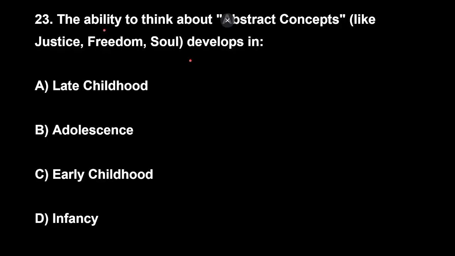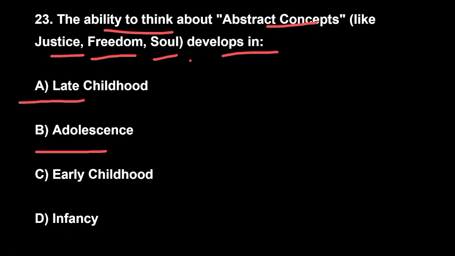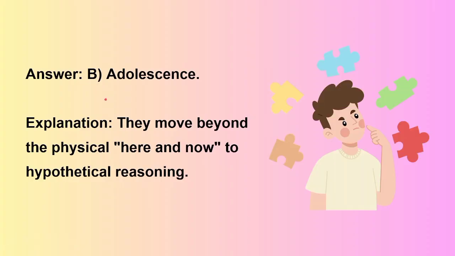Next question: the ability to think about abstract concepts like justice, freedom, or soul develops in which stage? Option A: late childhood, B. adolescence, C. early childhood, D. infancy. The right answer here is adolescence, because at this stage they move beyond the physical here and now to hypothetical reasoning.